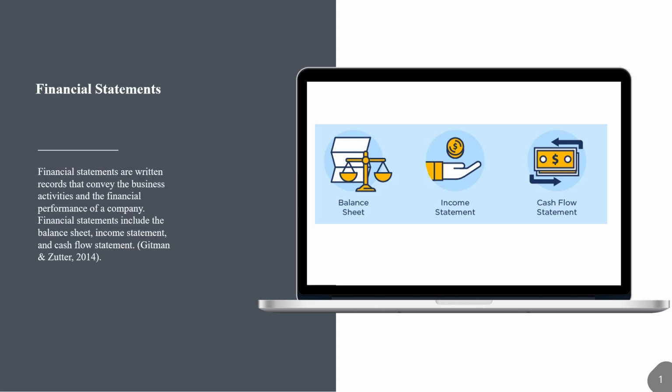Financial statements are written records that cover the business activity and the financial performance of a company. Financial statements include the balance sheet, income statement, and cash flow statement. Financial statements are often audited by government agencies or accounting firms, also to ensure accuracy and for tax, financing, or investing processes.